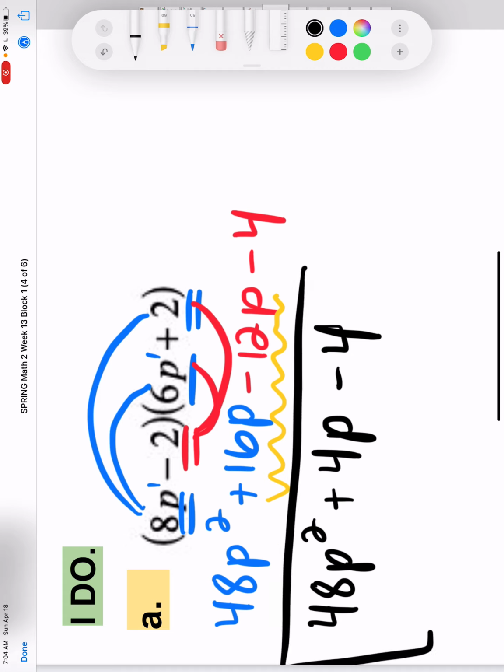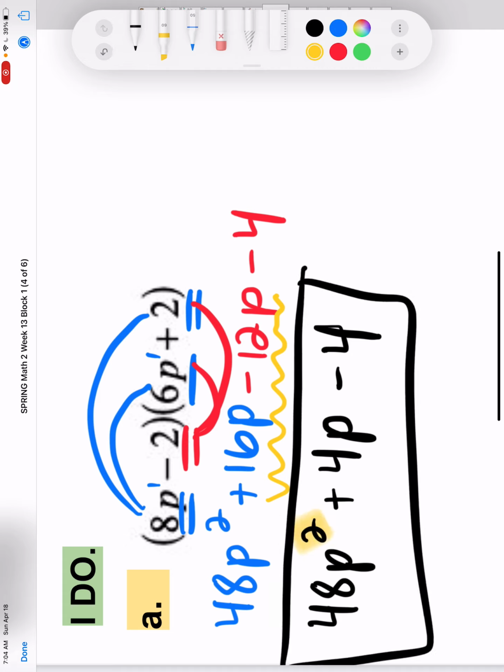It is in standard form. The highest power is written first. This has a power of 1 technically, and this has a power of x.